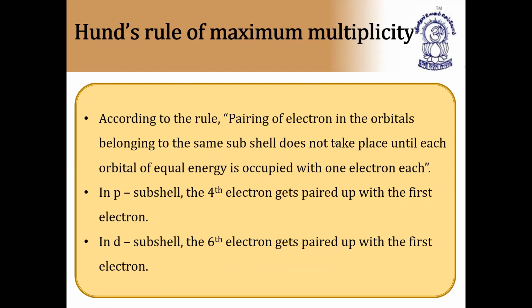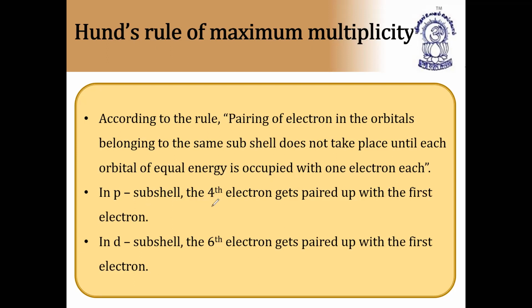For example, pairing of electrons in the orbitals belonging to the same subshell does not take place until each orbital of equal energy is occupied with one electron each. This is very, very important. So in the p subshell, the fourth electron gets paired up with the first electron. I'll draw one box here: first electron, second electron, third electron. Then the fourth electron will start pairing.